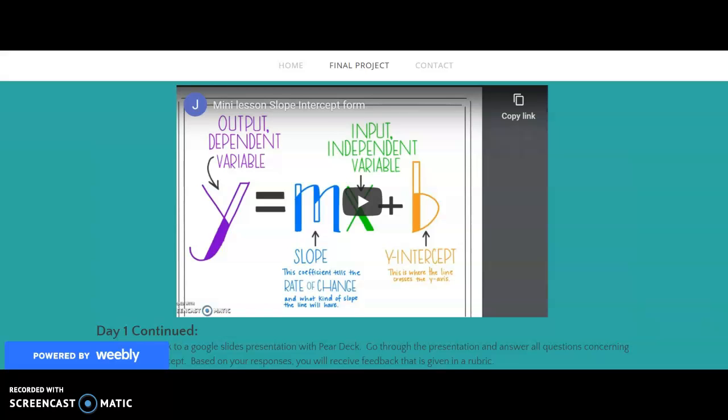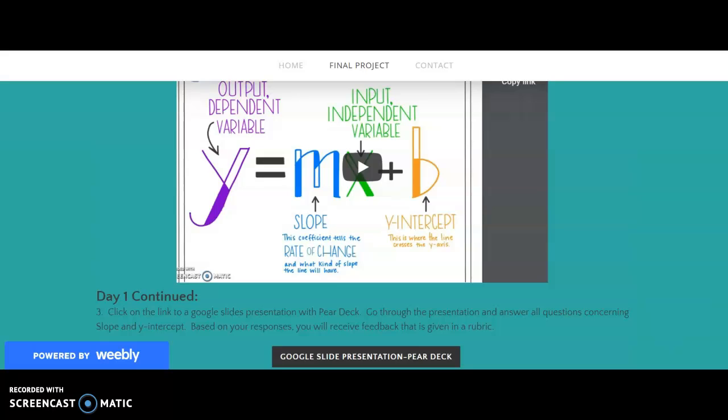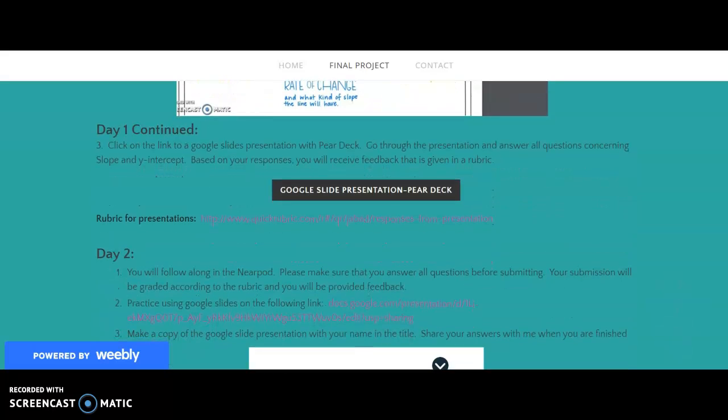This again is going over the vocabulary, and then once they have the vocabulary down, they will go into their Google Slides presentation on Pear Deck. This allows them to go through the presentation. It again reiterates what y equals mx plus b is, and then they get to interact and answer some questions. Based on the answers that are given, there is a rubric that is provided, and I can give feedback.